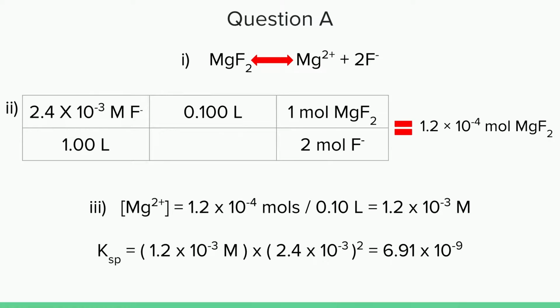The first part of question A asks us to write the chemical equation for the dissolving of solid MgF2 in water. So MgF2 will dissolve into two separate ions, Mg2+ and F-. And since there are two F- on the left, there have to be two F- on the right. So that's why I added a 2 in front of the F- on the product side.